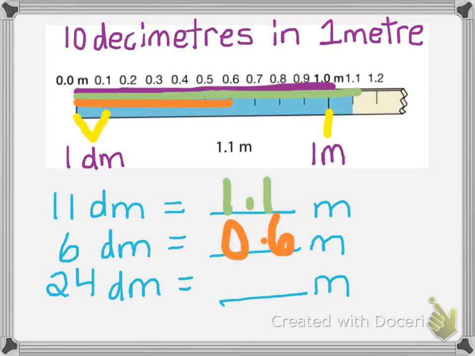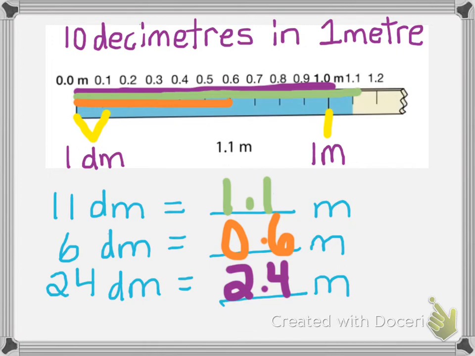In the last question, this won't actually fit on our measuring tape, but I want to see if you can use the same rules that you're seeing here to try to figure out what would 24 decimeters be as a decimal, and that would also tell us how many meters 24 decimeters is. Can anybody guess? Well, if you guessed 2.4, you are correct. 2.4, we would have 2 whole meters and we would have 4/10 left over.